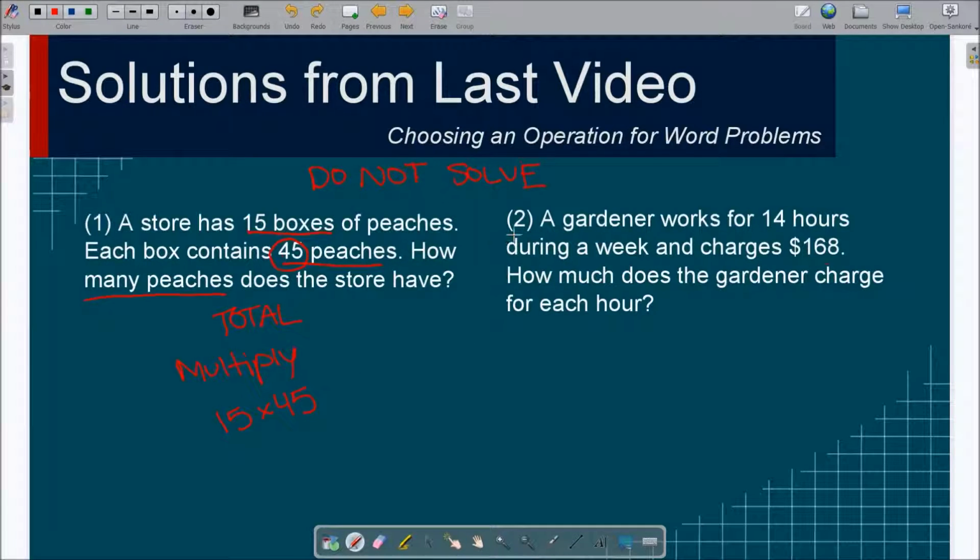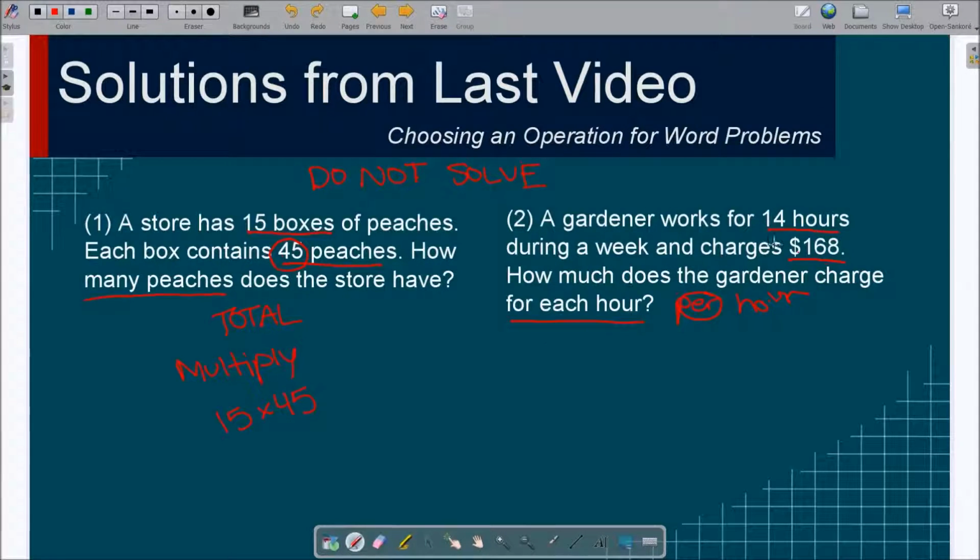For question number two, a gardener works for 14 hours during a week and charges $168. How much does the gardener charge for each hour? Again, first glance, we don't really see any keywords here, but I could actually rephrase this question to say, how much does the gardener charge per hour? And then there's our keyword per, which is letting us know that we are either using multiplication or division.